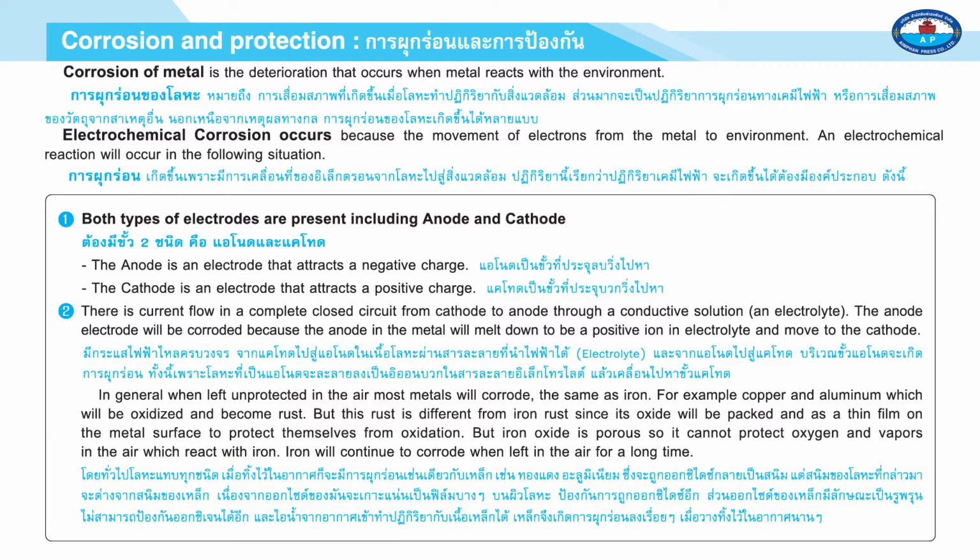In general, when left unprotected in the air, most metals will corrode, the same as iron. For example, copper and aluminum will be oxidized and become rust. But this rust is different from iron rust, since its oxide will be packed as a thin film on the metal surface to protect themselves from oxidization. But iron oxide is porous, so it cannot protect from oxygen and vapors in the air, which react with iron. Iron will continue to corrode when left in the air for a long time.